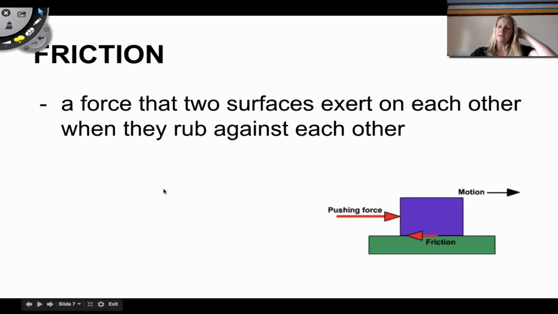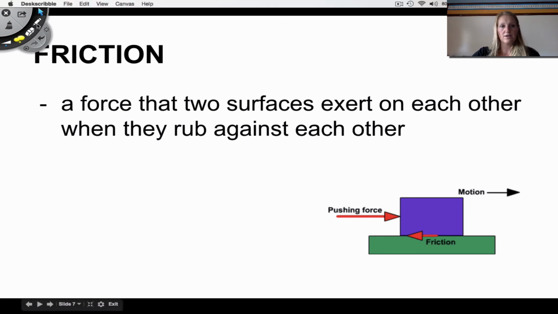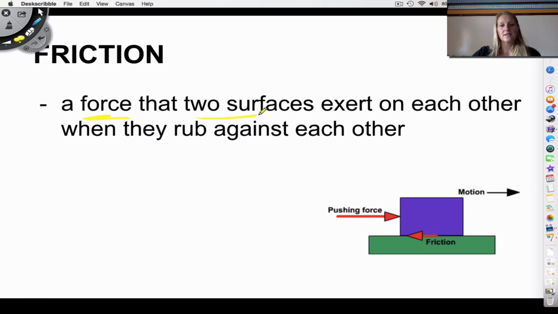Okay, and now let's move on and talk about friction here. So this is the next lesson, friction and gravity. So what is friction? And here is your definition right here. Friction is a force that two surfaces exert or put on each other when they rub against each other. Okay, so the friction is right here.